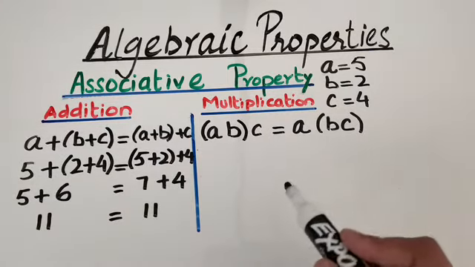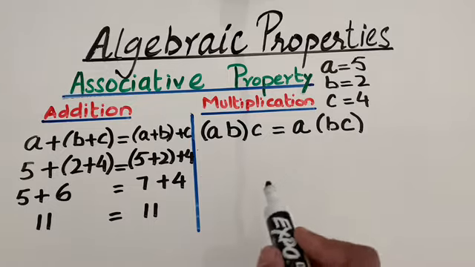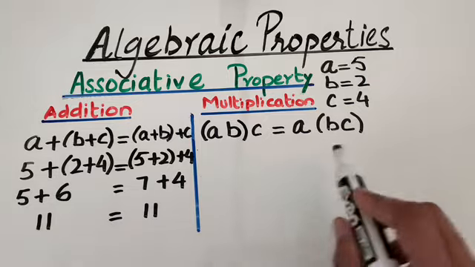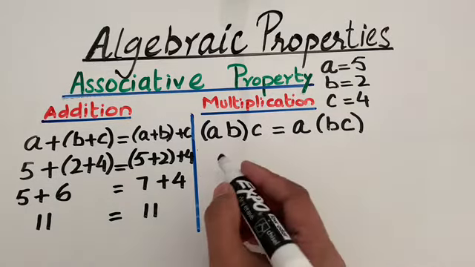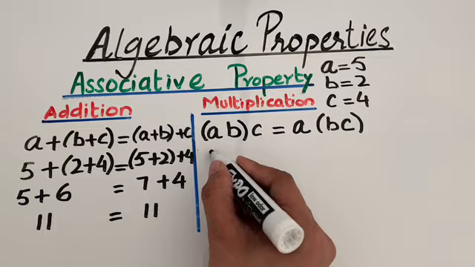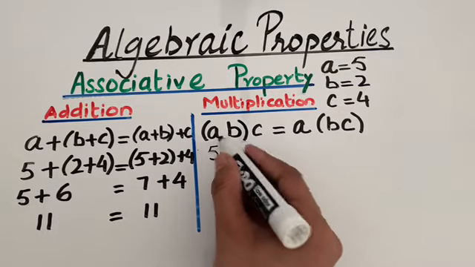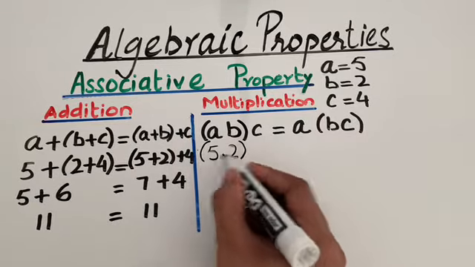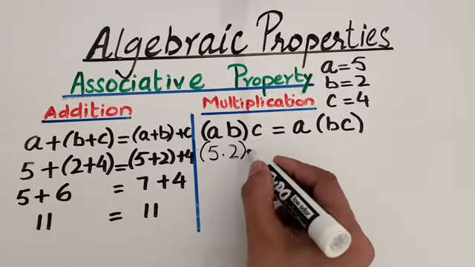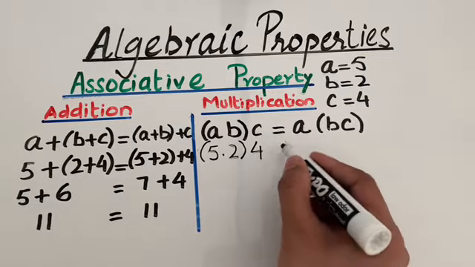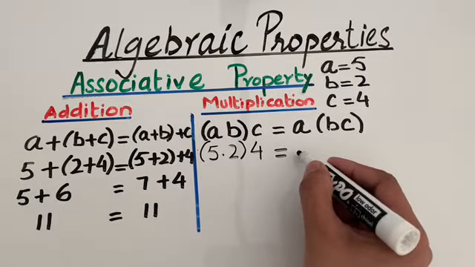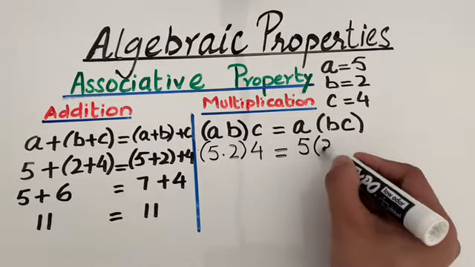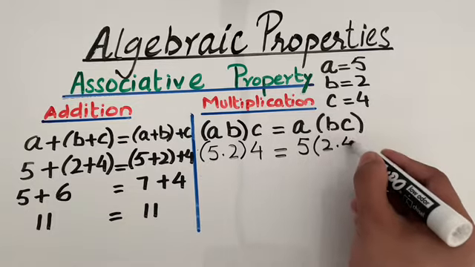Now let's substitute the values here and prove that the associative property of multiplication works with these values. Let's start. A is 5 times B is 2. So I'm going to write the parentheses around it. Times C is 4, equal sign. A is 5, times the quantity of B is 2 times C is 4.